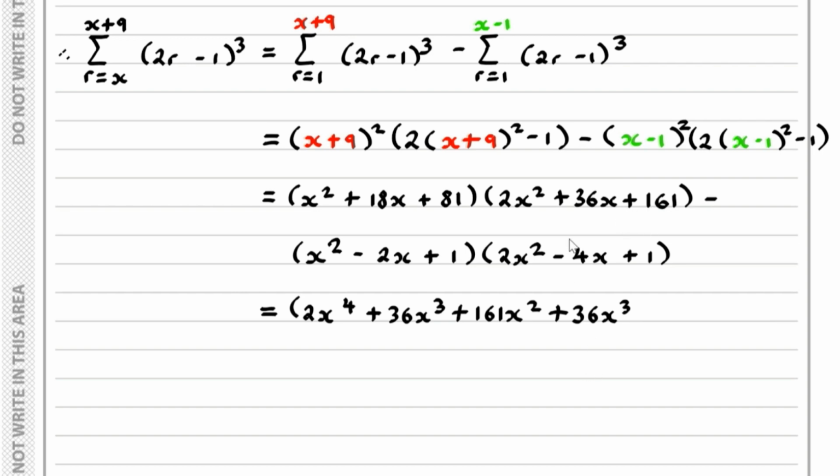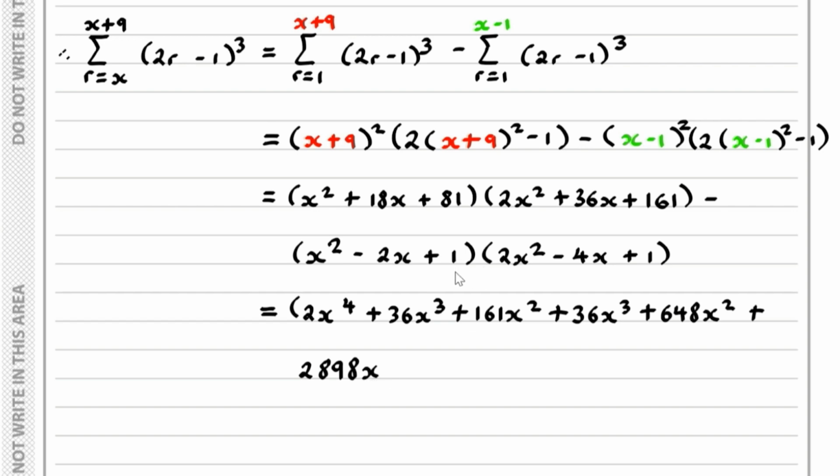18x times 36x, well, let's just work that out. That's going to be 648x squared. And then we've got 18x times 161, so that will be 2898x.